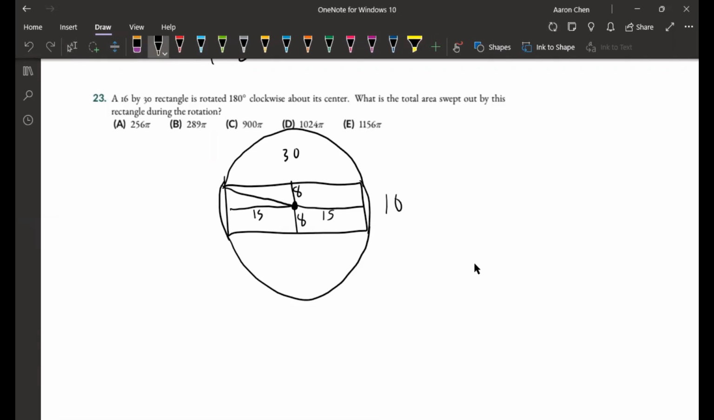So basically, this circle is centered at the center of the rectangle. So the radius is just the distance from the center of the rectangle to one of the vertices. And so this is 8 and 15. So by the Pythagorean theorem, the radius is 17. So then the area equals pi r squared equals pi times 17 squared, which is 289 pi.